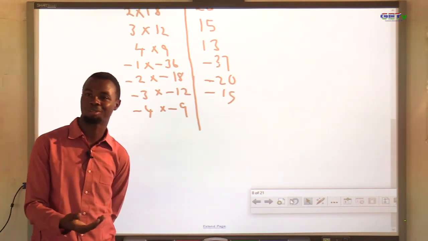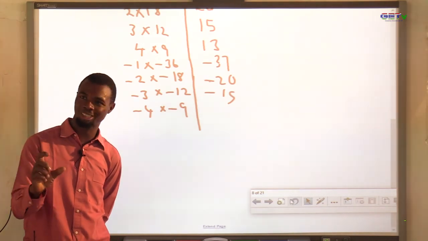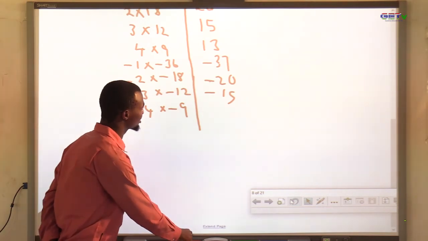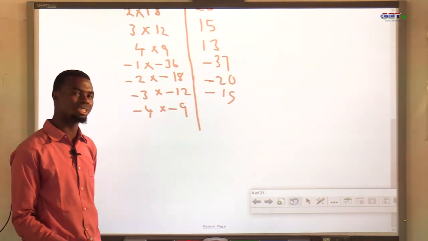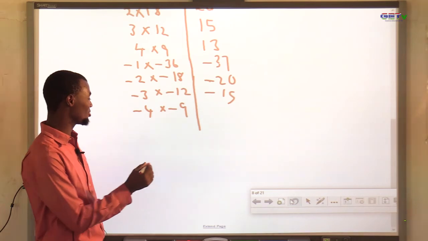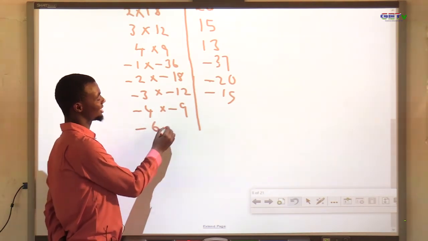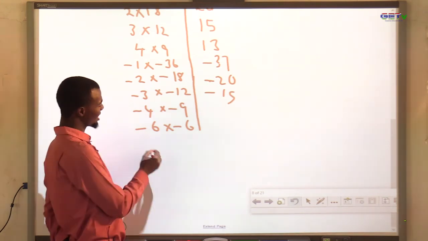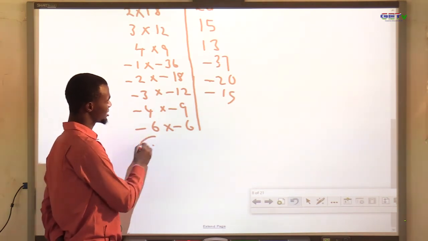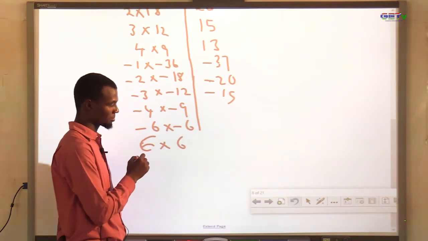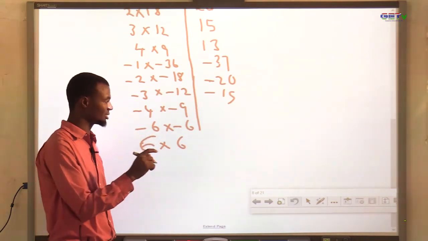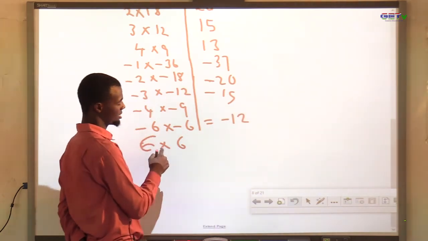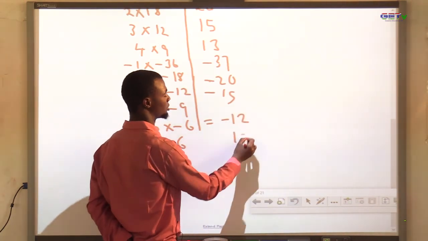How is it possible? And we are to factorize. Of course, there are factors. I think we did not exhaust the factors. Now we have to exhaust the factors. What factor is left? The one that is left is negative 6 and negative 6, and another factor that is left is 6 and 6. Now let's add this one. This, if we add, we have negative 12. This, if we add, we have just 12.